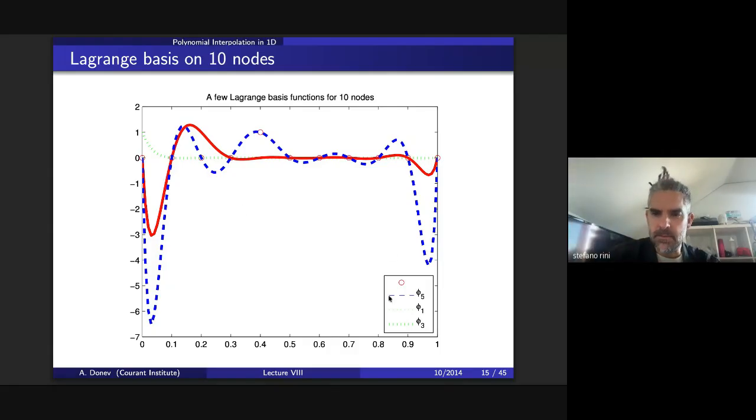You see that, for example, this is phi_1. So phi_1 goes down and then hits the 1, and then it hits all the other 0s. Then you see the 5: this goes to 1 at 5 here, and all the other points hit the 0. And right away you see what is undesirable about this set of polynomials: there are a lot of large oscillations.